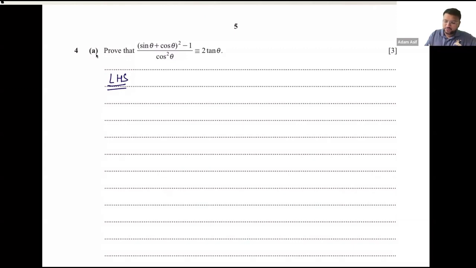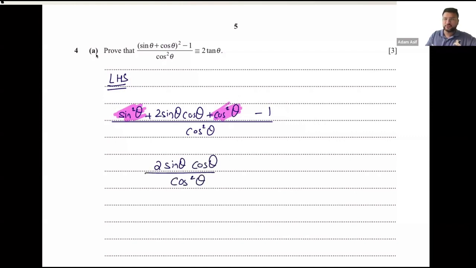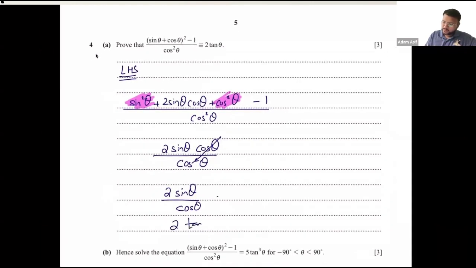Sine theta plus cos theta, the whole thing square, can be expanded using the identity. That is going to be sine square theta plus 2 sine theta cos theta plus cos square theta minus 1, divided by cos square theta. So I have expanded this bracket using a square plus 2ab plus b square. Now, what is sine square theta plus cos square theta? It is 1. That 1 and this minus 1 cancel out. So in the numerator, I'm just going to be left with 2 sine theta cos theta divided by cos square theta. And now I can cancel out the powers of cosine theta. I'm left with 2 sine theta upon cos theta. This sine theta upon cos theta is tangent theta.